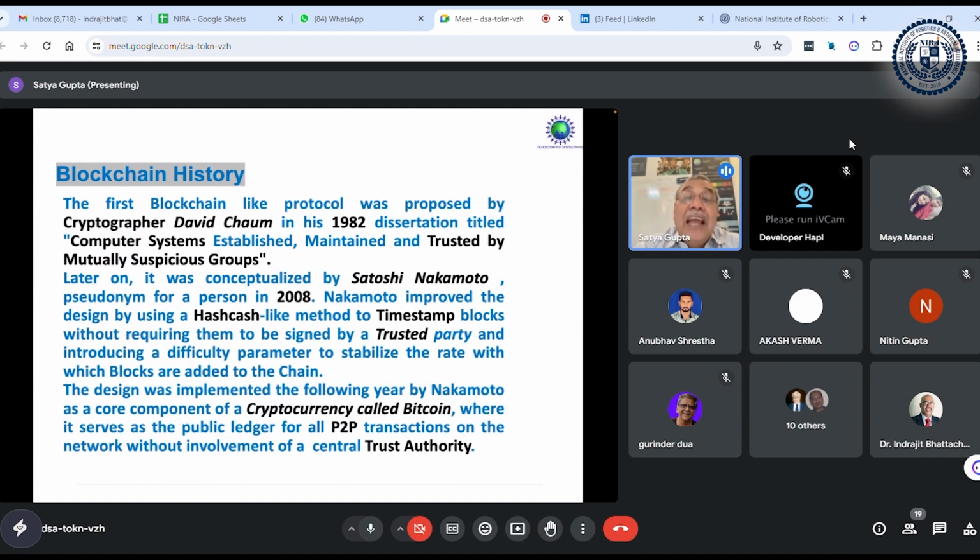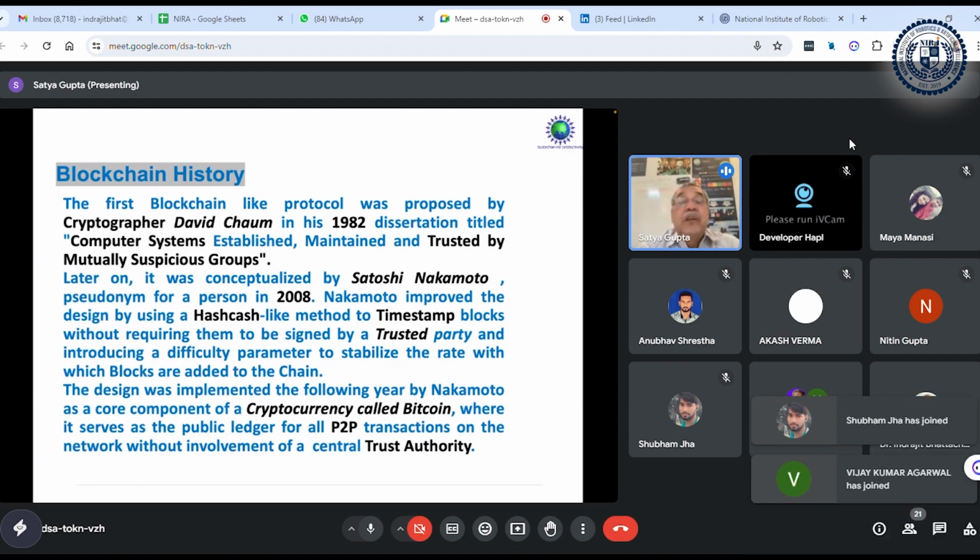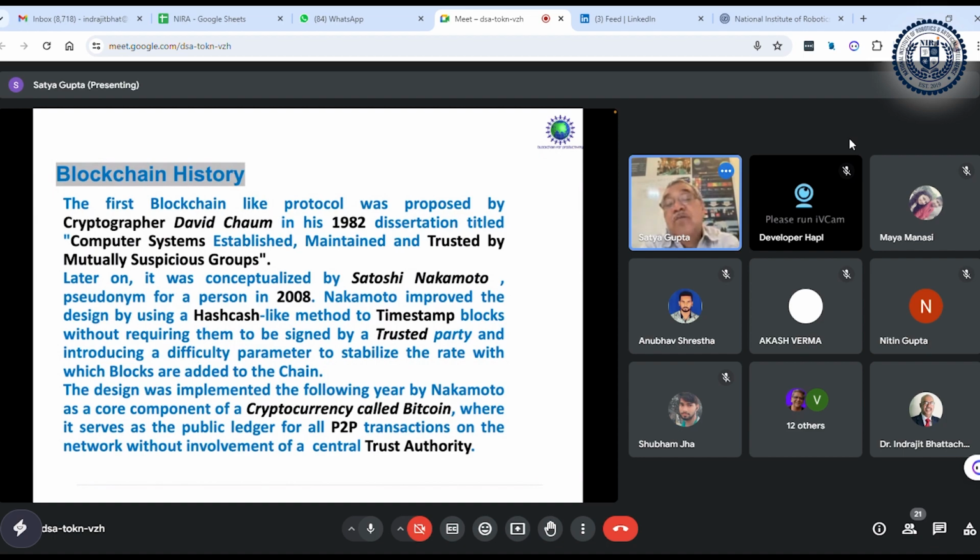So that is how the blockchain came into the public domain, though as I mentioned here, a blockchain-like protocol was first proposed by a cryptographer, David Chaum, in 1982. But it became application-oriented, or started being used, in 2008 by that white paper of Satoshi Nakamoto, which created Bitcoin. That was the first application of blockchain, actually.